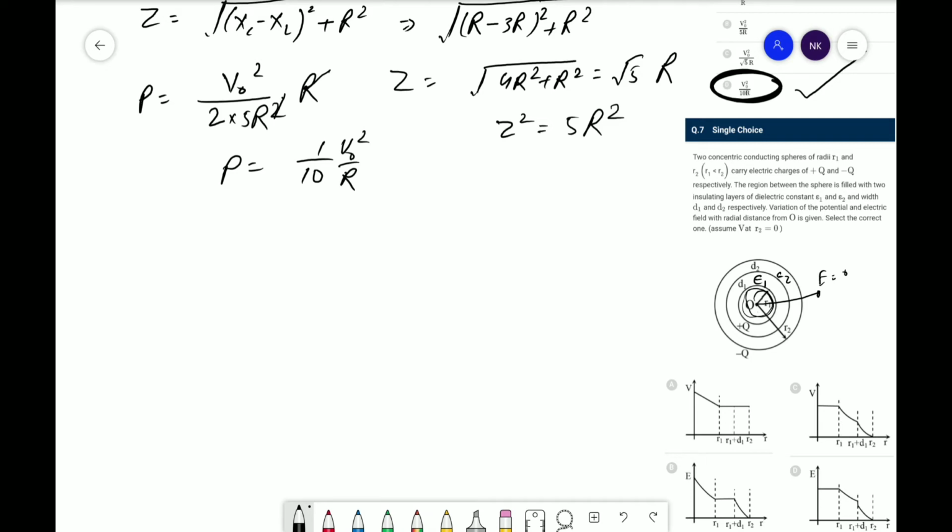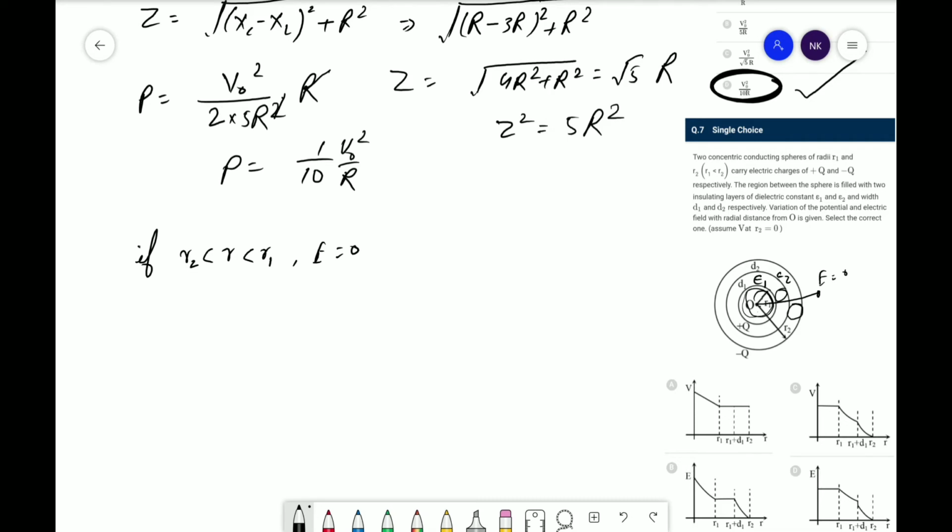So you can say that if r is less than r1, or greater than r2, meaning outside the conducting sphere, the electric field will be 0. So the electric field intensity can lie only in this region and in this region.